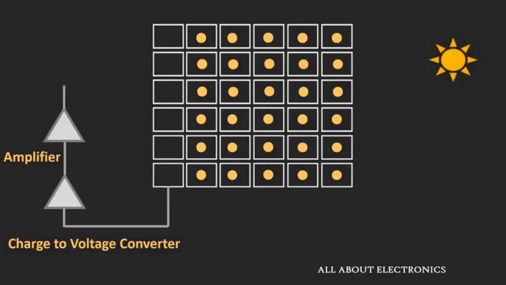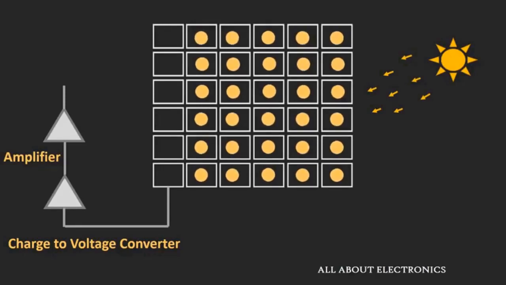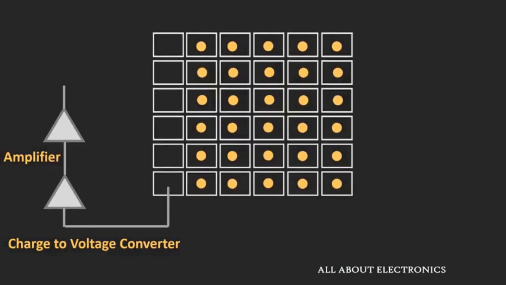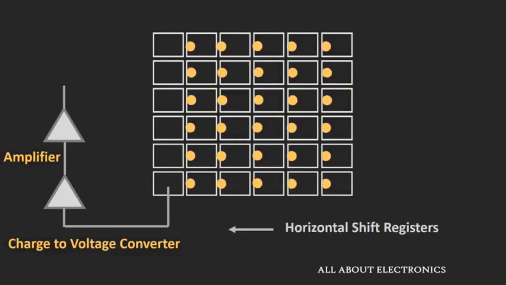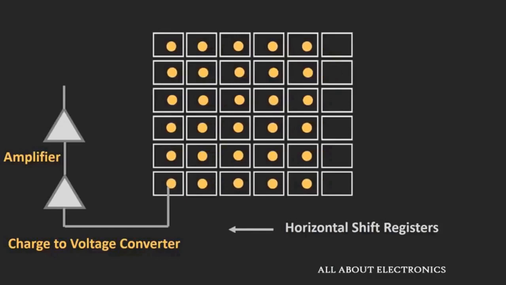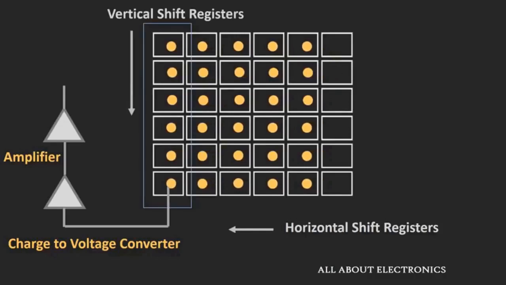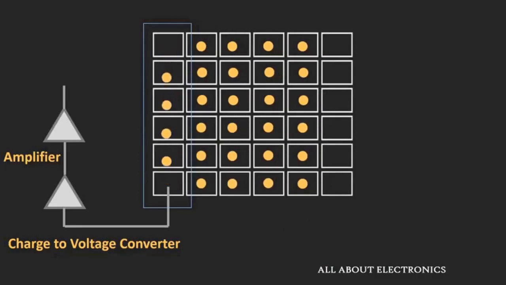So as I said earlier, this CCD consists of millions of pixels. So as these pixels are exposed to the incoming light, these pixels will convert the incoming light into the charge, and the charge will get accumulated in these pixels. So once the charge is collected by these pixels, this charge is transferred using this horizontal shift register, and this charge is transferred into the vertical shift register. So in this shift register, one by one each charge is converted into the voltage, and after the voltage conversion each voltage is amplified using the amplifier.